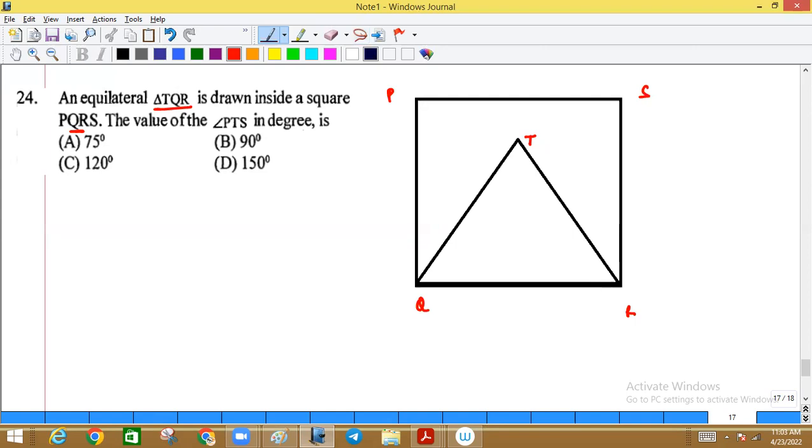So PTS means this angle. This angle, right? Now we know this one is, let it be theta, right? If it is 60 degrees, this becomes 30. Therefore, can I say x degrees and x degrees, because it's an isosceles triangle, because this is also side A only, this is also side A only.